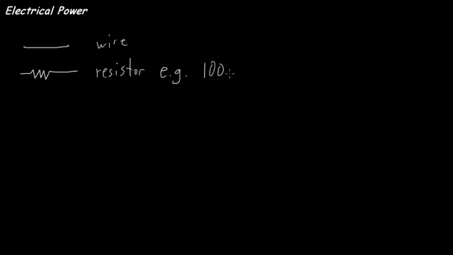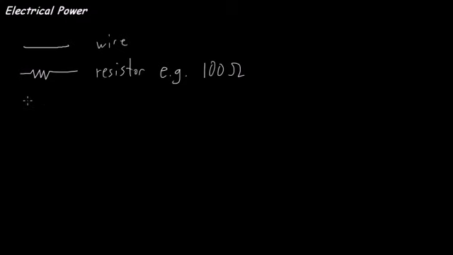So first, let's talk about some general symbols that you might run into. If I have a line, that's just the standard symbol for a wire, an electrical wire. If I have a line with this kind of jagged line, that's a resistor. So this is a wire, that's a resistor. And resistors have some value in ohms of how much resistance they are. So for example, it might be 100 ohms.